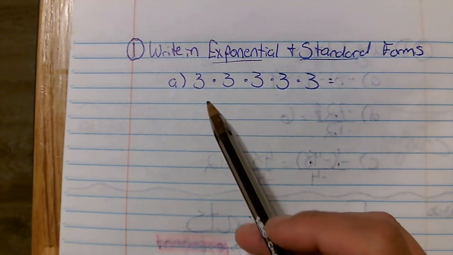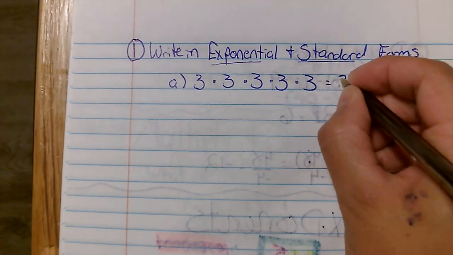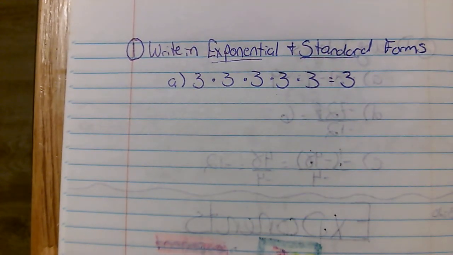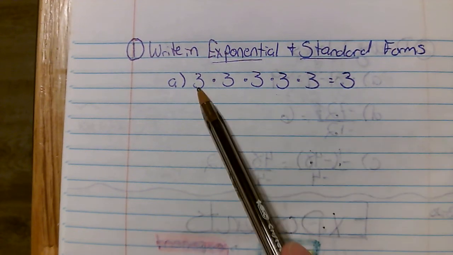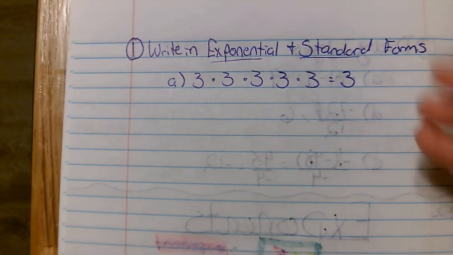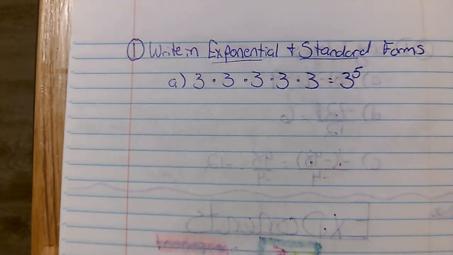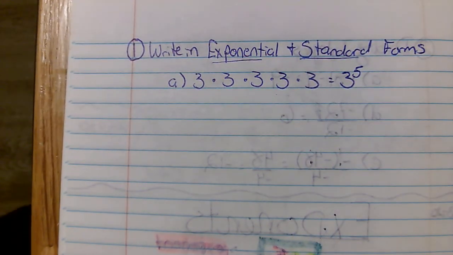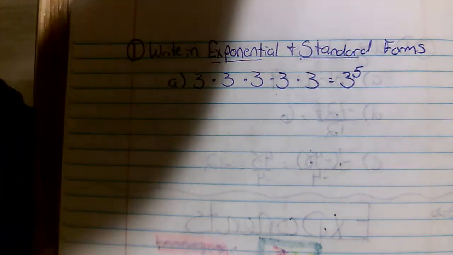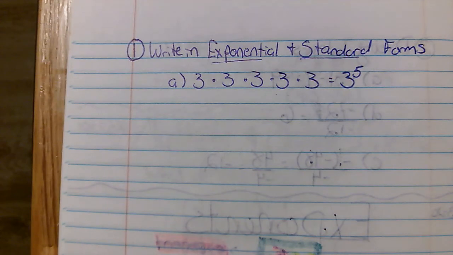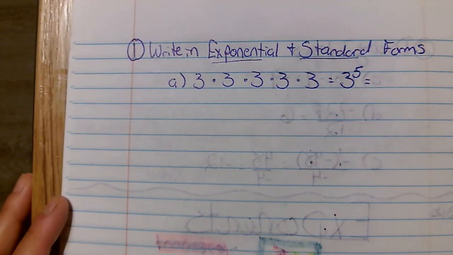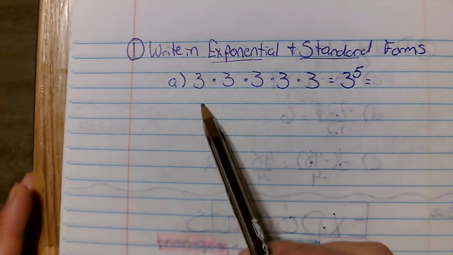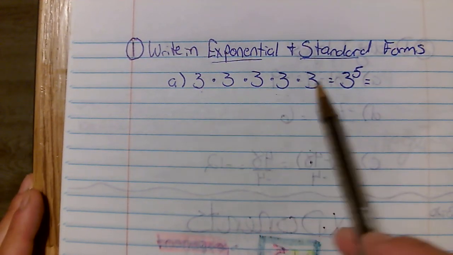So I'm going to take a look here. 3 is my base number. That's the one I'm going to see repeated throughout the multiplication sentence. And I see it 1, 2, 3, 4, 5 times. So 5 is going to be my exponent. So this in exponential form is 3 to the 5th power. What I'm going to do next is write it in standard form. And what that means is figure out what 3 times 3 times 3 times 3 times 3 is.